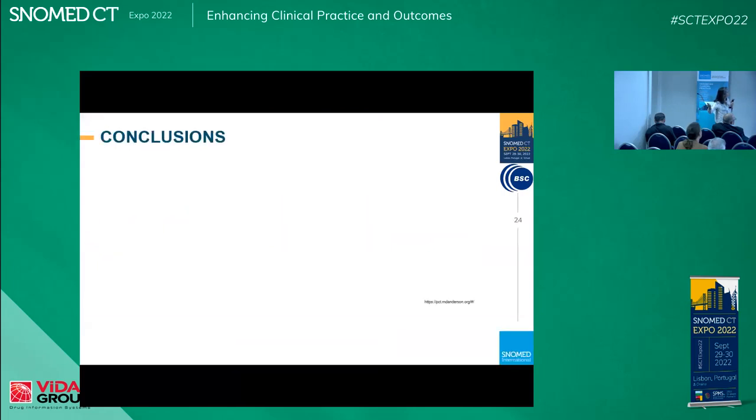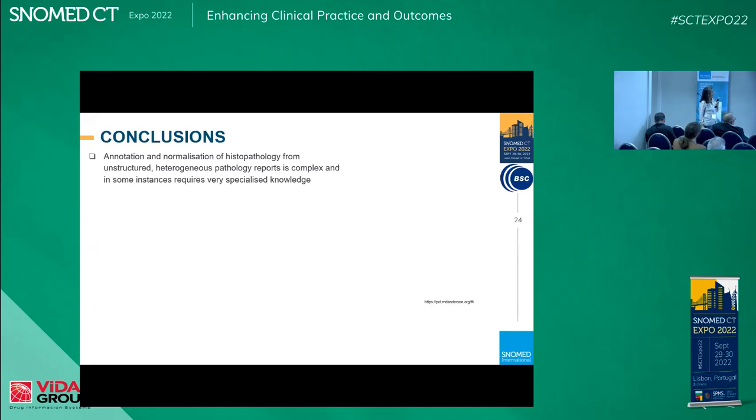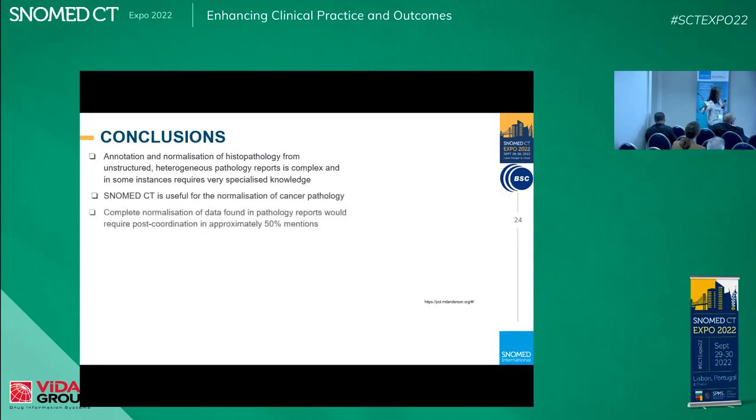So the conclusions are that the annotation and normalization of the histology of tumors is quite complex. In our group, we also normalize diseases, occupation, geography, and histopathology is very complex, really. SNOMED is useful for cancer pathology, but it's only exact in approximately 50% of the dimensions of tumor pathology.